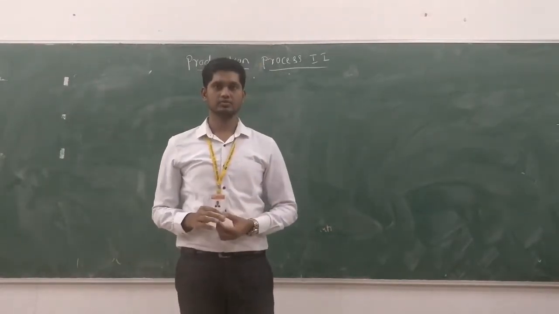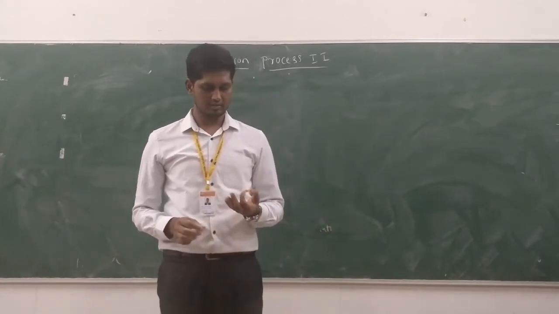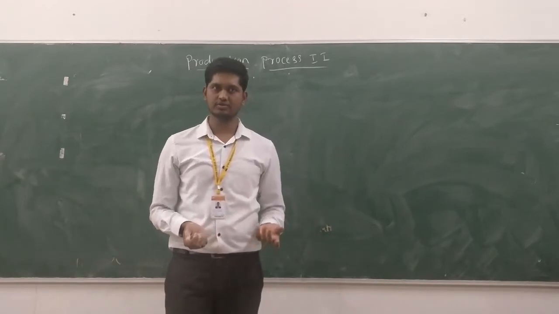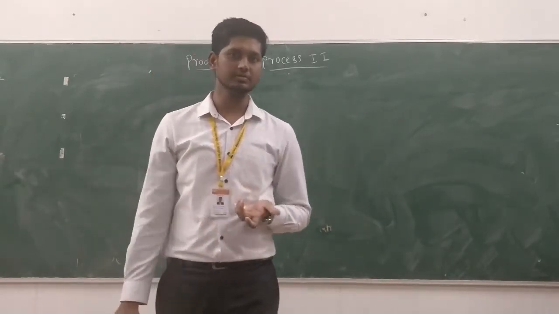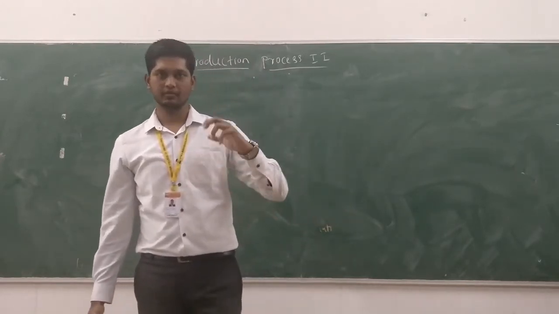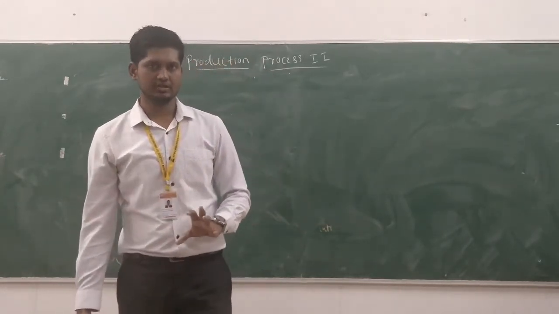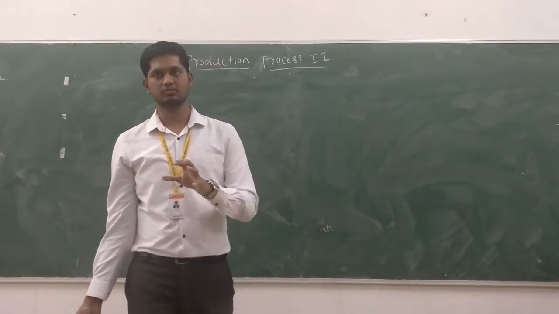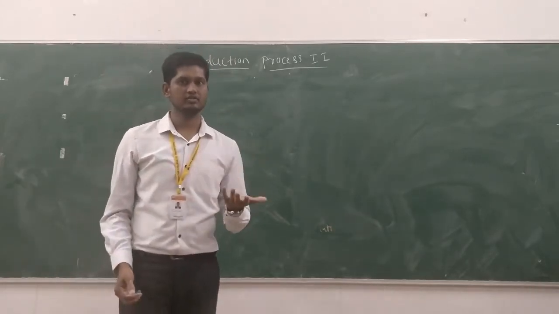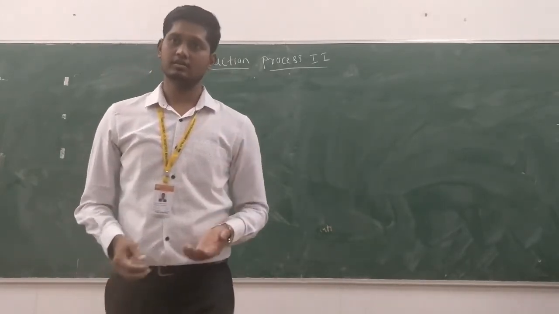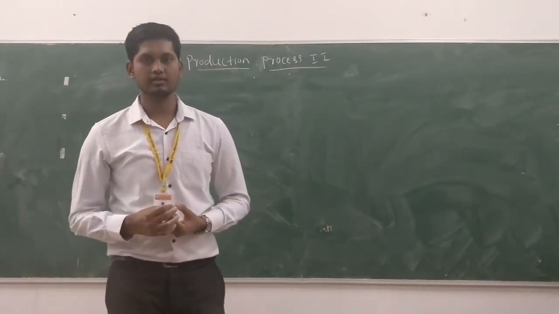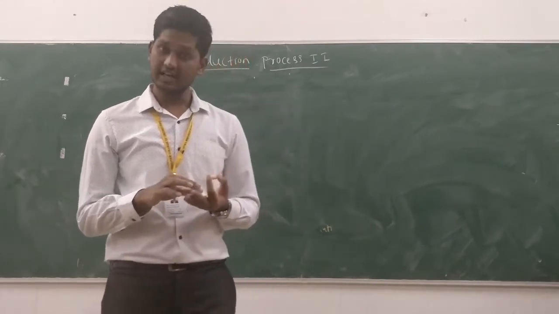Hello everyone, welcome to the session of production process 2. In the last class we have seen the types of chips: continuous chips and discontinuous chips. In the continuous chips there are two types: continuous chips without built-up edge and continuous chips with built-up edge. We also saw the factors responsible for continuous chips without built-up edge, the factors responsible for continuous chips with built-up edge, and those for discontinuous chips. Okay. In today's session, we will begin with the shear angle.